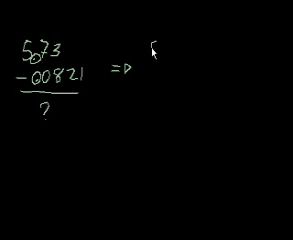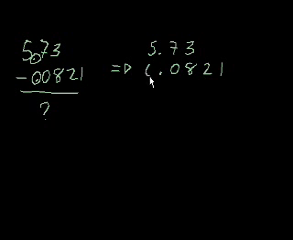So it's 5.73, and then I'll put the decimal here, 0.0821. And some people say it's good to always put a 0 in front of the decimal. My wife's a doctor and she says it's critical, otherwise you might give someone the wrong amount of medicine. But anyway, we've lined up the decimals and now we're ready to subtract.